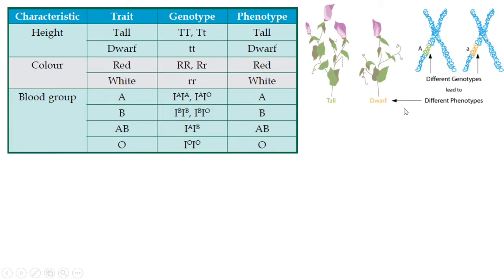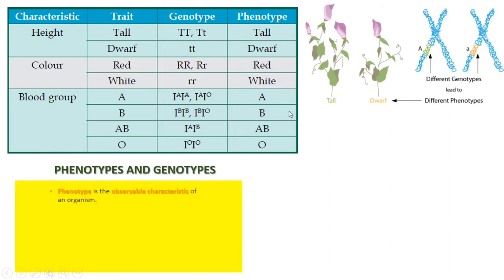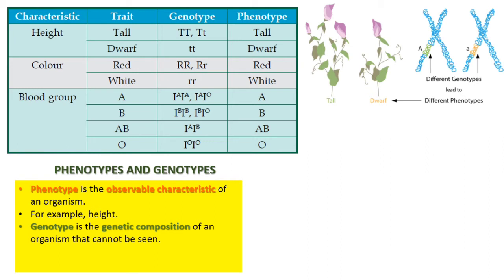So what is phenotype and genotype? Phenotype is the observable characteristic of an organism. Observable maksudnya ciri-ciri yang kita dapat lihat. Kita tengok pokok ni tinggi, kita panggil dia phenotype tinggi. Dwarf, pokok rendah. Apa yang karakteristik yang kita nampak? For example, height. Genotype is the genetic composition of an organism that cannot be seen.